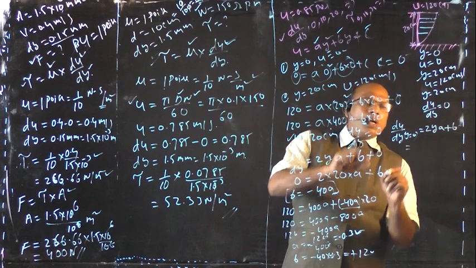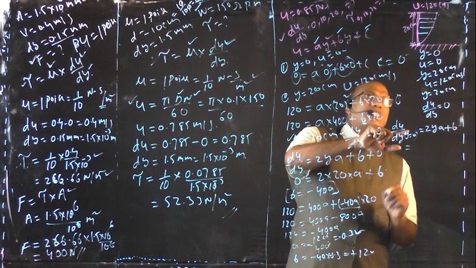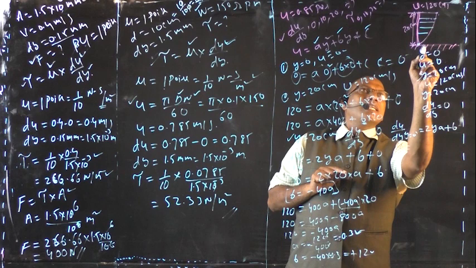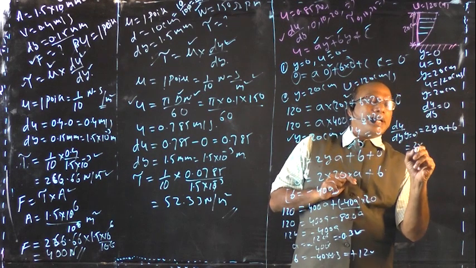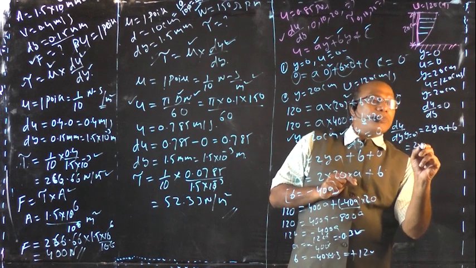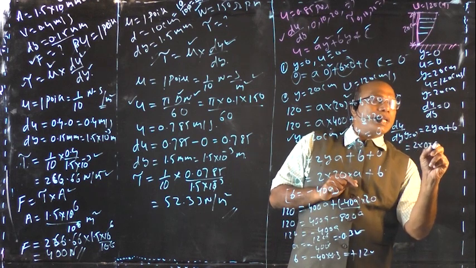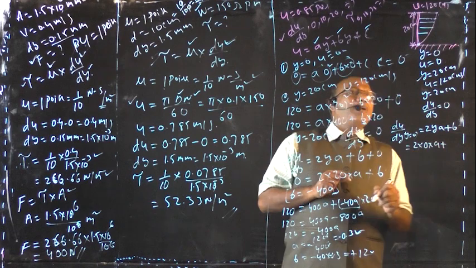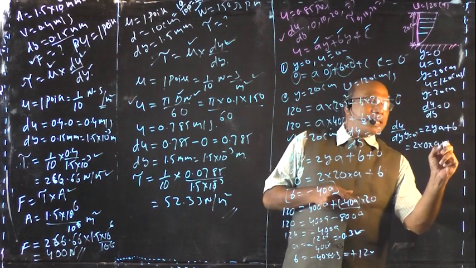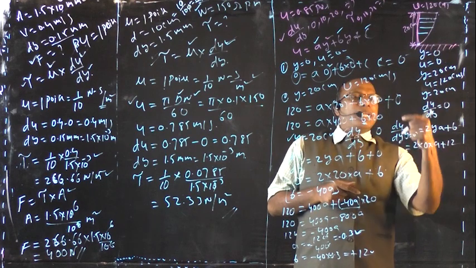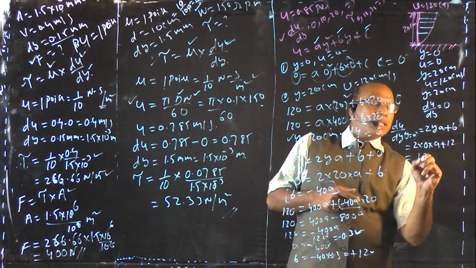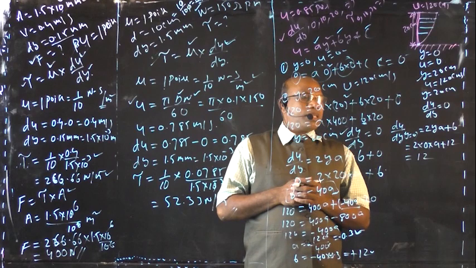Now du by dy at a distance y is equal to 0, that means over the boundary, is equal to 2 into y value 0 into a plus b. What is the b value? Already we have determined, that is 12. Therefore du by dy over the boundary at y is equal to 0 is equal to 12 units.